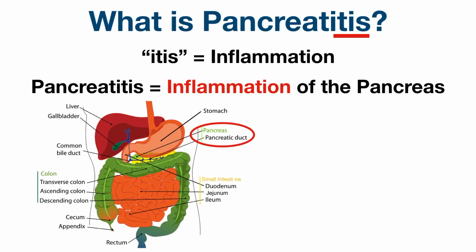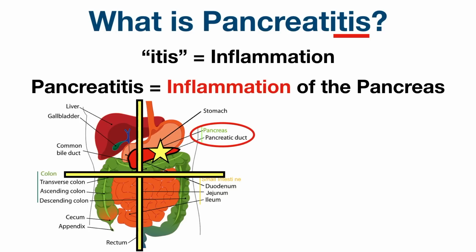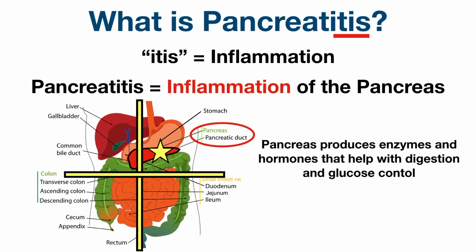Here we have a picture of the abdomen. The pancreas is an organ located in the upper abdomen behind the stomach. We're going to color the pancreas red and move it in front of the stomach to make it easier to see. You can see how the pancreas normally sits behind the stomach, and much of it is located in the left upper quadrant. The pancreas produces enzymes and hormones that help with digestion and glucose control.